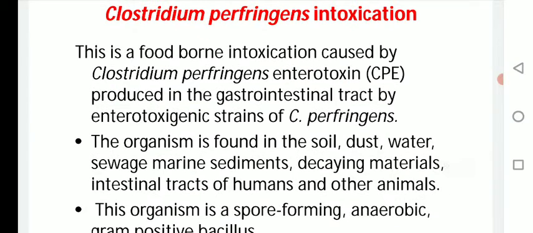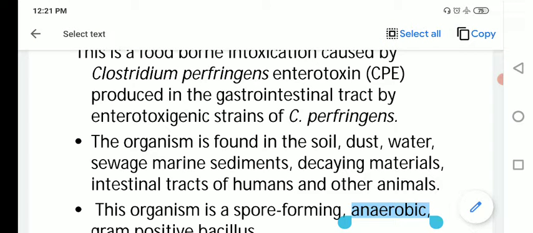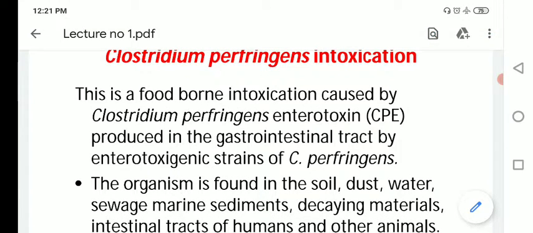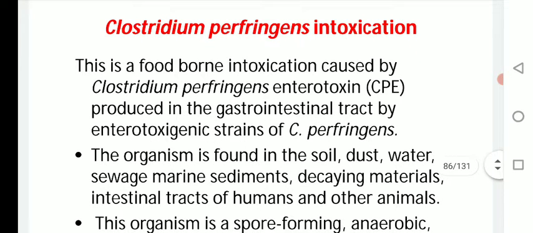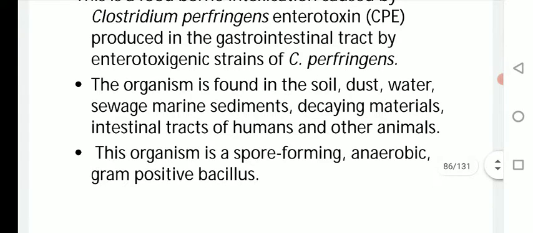The next intoxication is caused by Clostridium perfringens, and this is again a foodborne intoxication caused by the Clostridium group of bacteria. Clostridium perfringens enterotoxin, abbreviated as CPE, is produced in the gastrointestinal tract by enterotoxigenic strains of Clostridium perfringens. These organisms are found in soil as well as dust and water, sewage, marine sediments, decaying material and the intestinal tract of humans and other animals. This organism is a spore-forming anaerobic gram-positive bacillus.